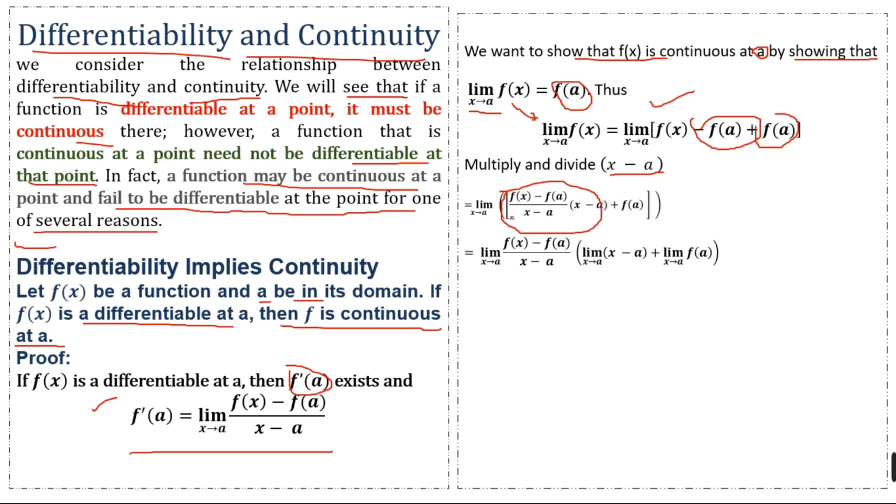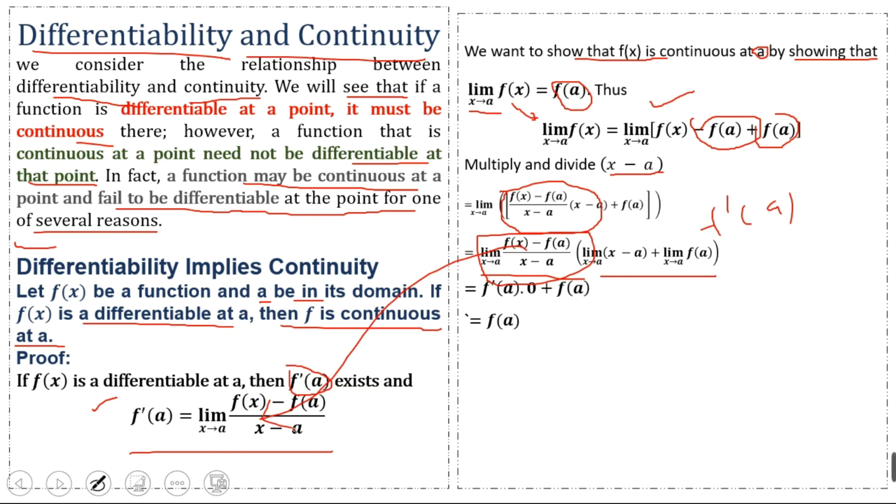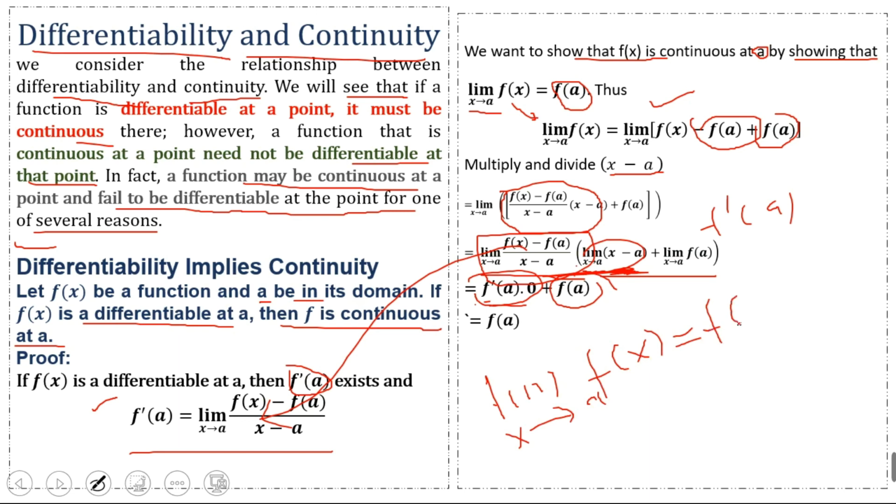We apply the limit on this expression, and we get f prime of a, which we know is the definition of the derivative. And when we apply the limit on the expression x minus a, this will be 0, and here we have f prime of a times 0, which is 0, and we get this result. So the limit as x approaches a of f of x is equal to f of a, meaning when we apply the limit on f of x, it is equal to the value of the function at a, and this means the given function is continuous at a.